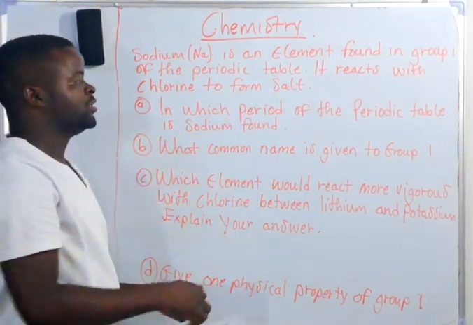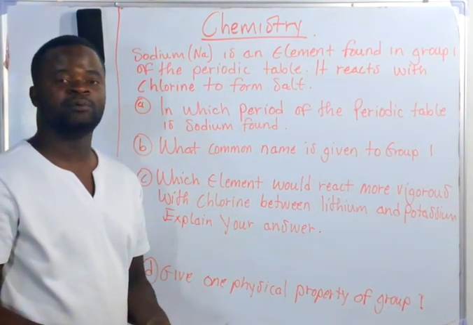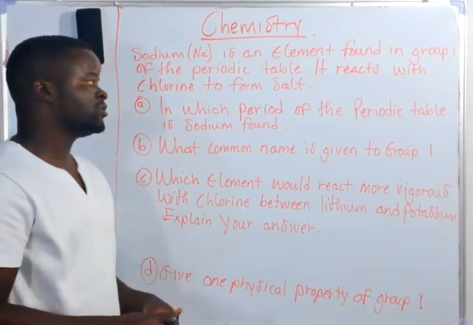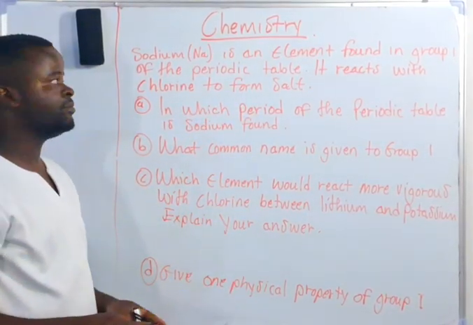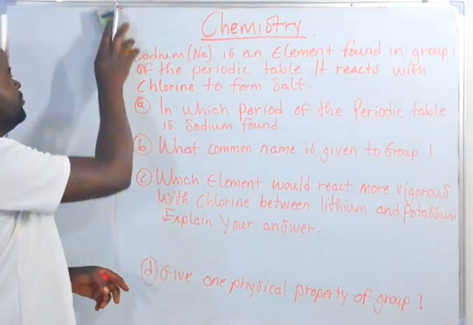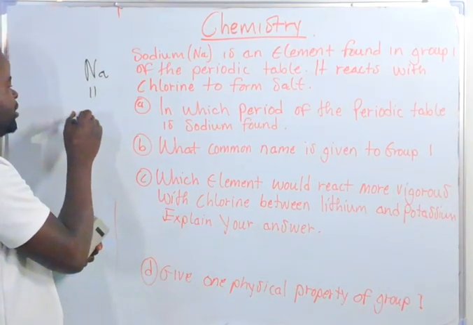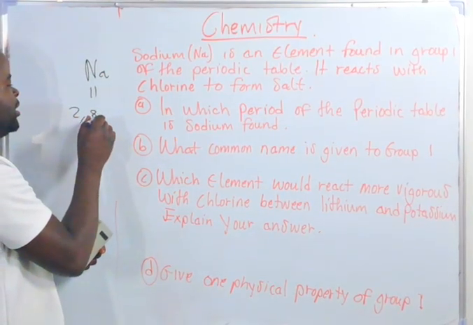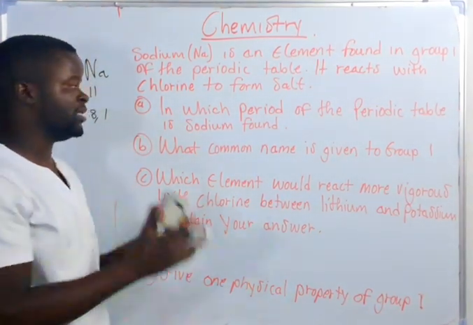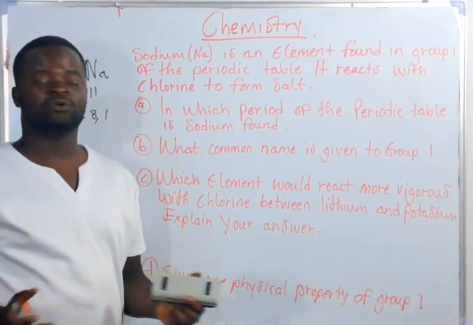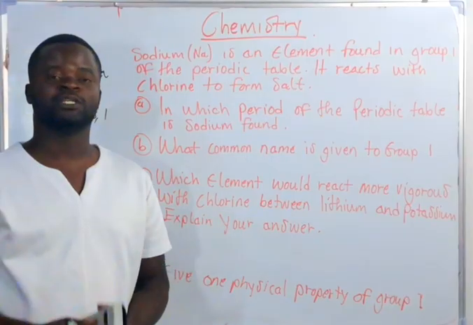In which period of the periodic table is sodium found? If you try to draw the electronic structure of sodium, you're going to find that sodium will contain 3 shells. This is sodium 11, the atomic number. The electronic configuration is 2,8,1. So just by looking at the electronic configuration, you can tell this element is going to contain 3 shells, and the number of shells determines the period of that particular element.